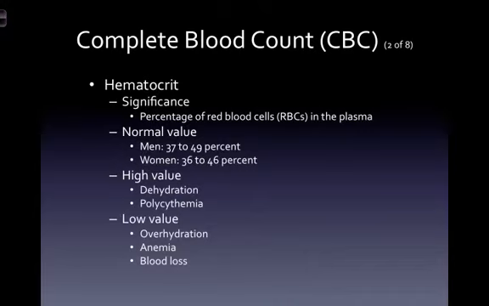High value, dehydration. Whenever a person gets dehydrated, we're not saying blood loss here, we're saying dehydration. Dehydration would pull the fluid out. The pulling of the fluid out concentrates the sample, so all of those formed elements, you have a higher concentration of them. Polycythemia would be another, history of smoking. Polycythemia means that I make more red blood cells because I'm hypoxic. Low value, overhydration. So I've overhydrated them too much and I've thinned out the sample.